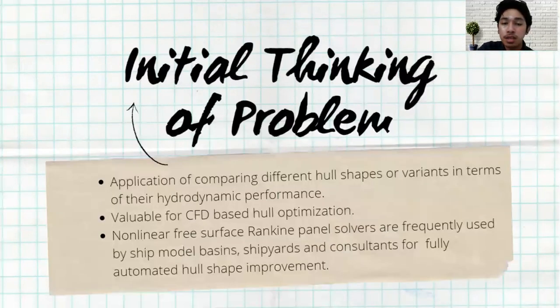So what is the initial thinking of the problem? For this project, we begin with the application of comparing different hull shape variants in terms of their hydrodynamic performance. And then we get something valuable for CFD-based hull optimization. The last one, we finally get the nonlinear free surface Rankine panel solvers that are frequently used by ship model basins, shipyards, and consultants for fully automated hull shape improvement.